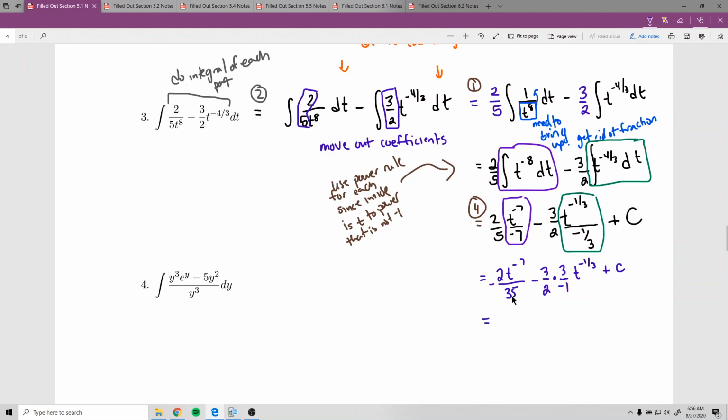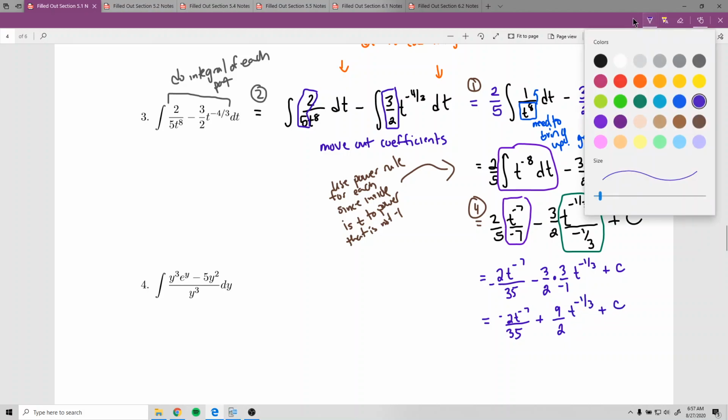And now the first one is fine. If you don't like negative exponents, you can bring it down and make it positive, but it's not necessary. Same reason as derivatives. Once you get the answer, you can simplify it, but we're not doing anything else with this problem, so don't worry about it. Second one here, the negative and negative will become a plus. We have 9 on the top, and 2 times 1 is 2 on the bottom. And we have t to the negative 1/3, and then our plus c.